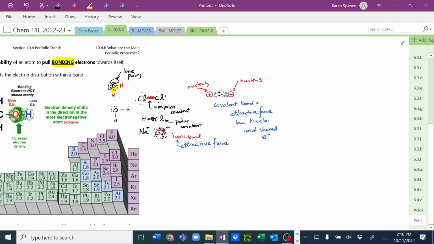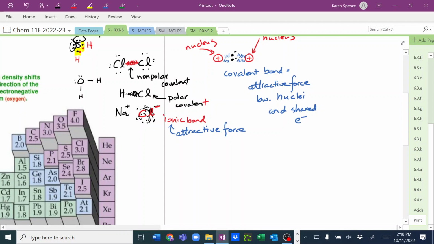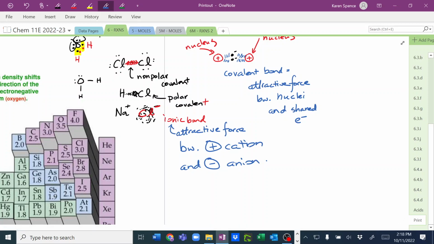Cross my heart. Okay? So, an ionic bond is the attractive force between the positive cation and the negative anion. The reason I'm bringing this stuff up now is because we are going to be looking at intermolecular forces, which involve knowing what a dipole is. Okay, this is going to be in the next unit coming up, but I wanted to make sure we had sort of hit on this first.